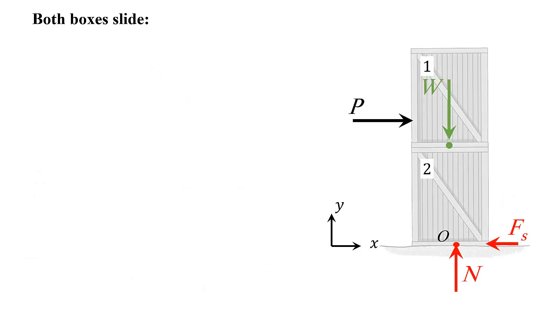Well, the third case says that both boxes slide. Alright, so this is the free body diagram, and summation of the forces in the X equals 0, P equals Fs equals N mu12. In this case, this one should be mu2g. I'm sorry, there is a typo here. This one should be mu2g. Alright?